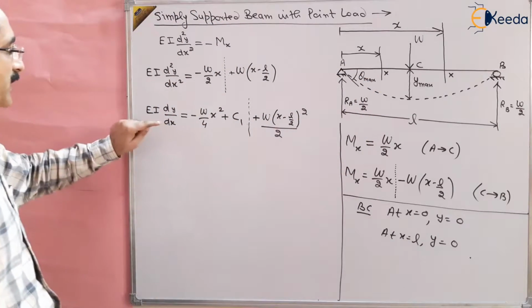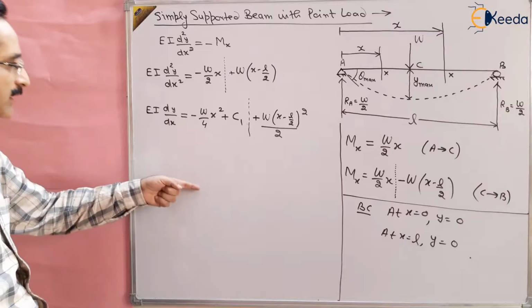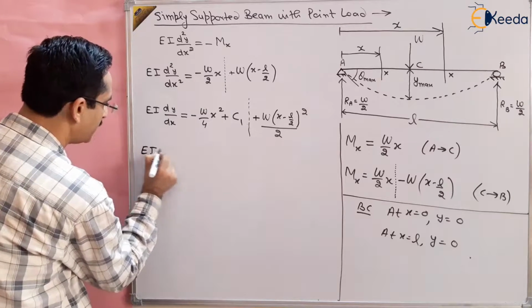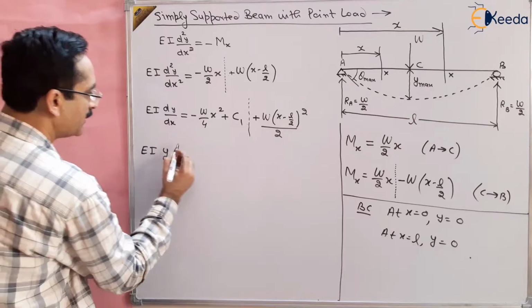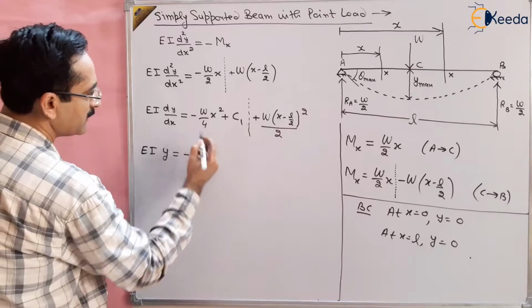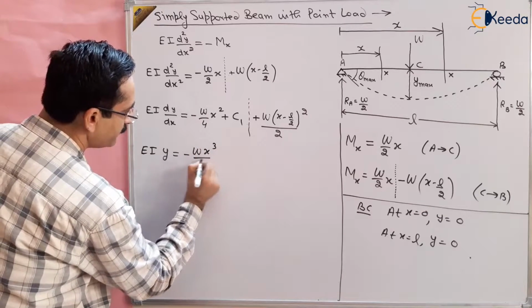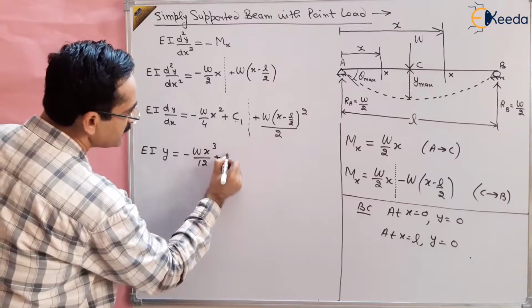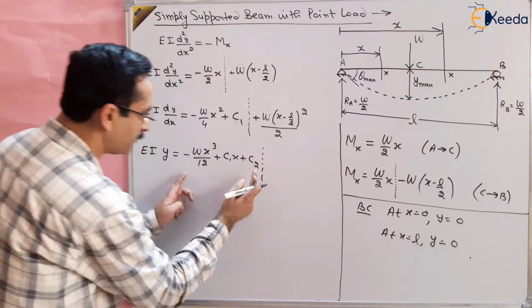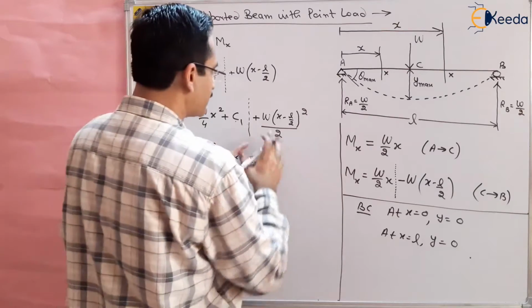So, but we have dy by dx, so once again integrate it so that we can get the value of y. So we can integrate it again. Integration of dy by dx is y, and that will be equal to minus w x cube by 12 EI, plus integration of C1, which is C1 x plus C2. This is valid for A to C, and the entire expression is valid for C to B.